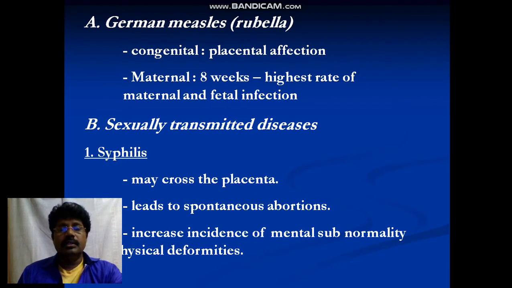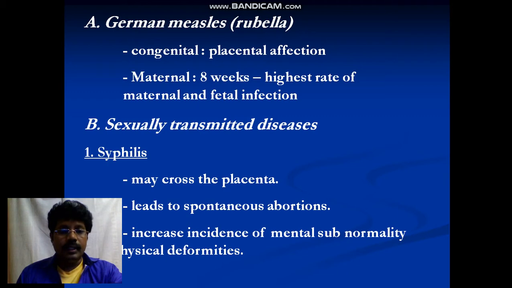The German measles, that is called rubella virus, may be transmitted through the placenta. At 8 weeks itself, this is more contagious, with the highest rate of maternal and fetal infection. German measles. Next is a sexually transmitted disease.